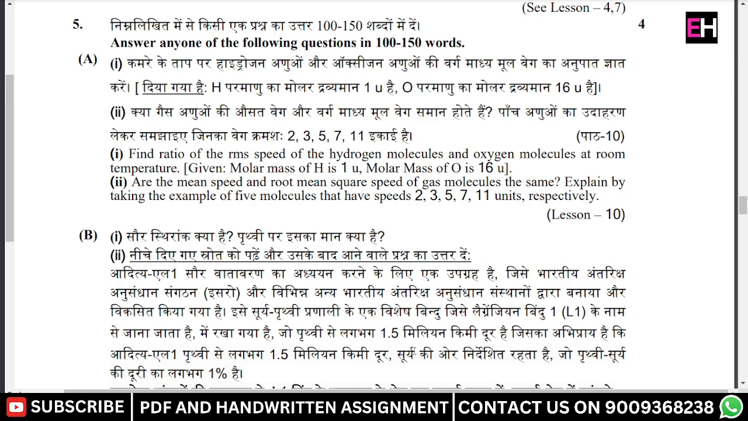And question number 5A is: find the ratio of the RMS speed of the hydrogen molecules and oxygen molecules at room temperature. Given molar mass of H is 1 u and molar mass of O is 16 u. And are the mean speed and root mean square speed of gas molecules the same? Explain by taking this example of 5 molecules that have speeds 2, 3, 5, 7, 11 units respectively. So these are the questions that we have been given, and we have to answer them.